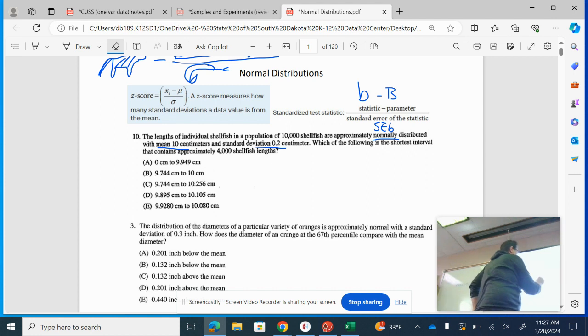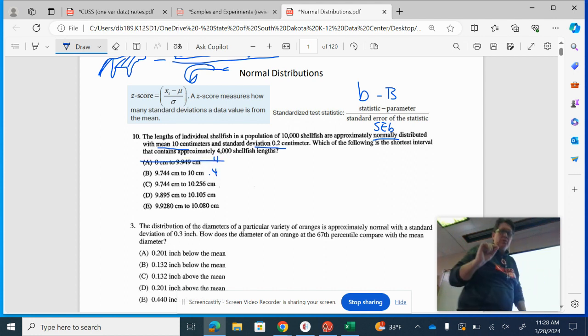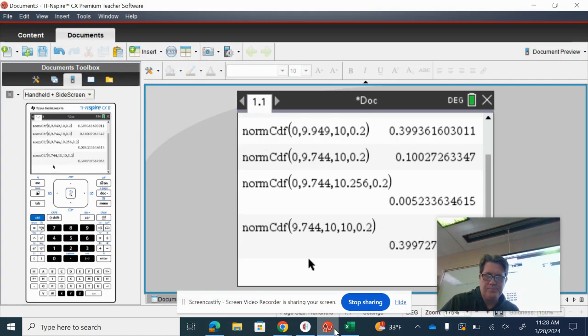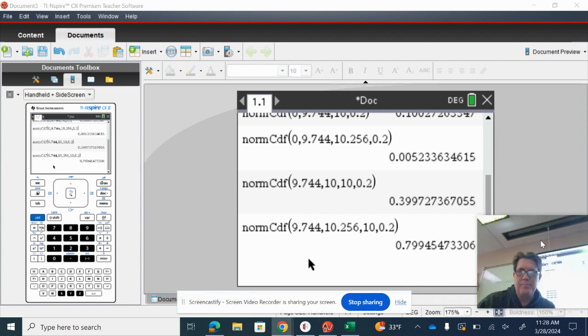So this one and this one both contain 40%. Well, B is shorter. It's a shorter span. If you subtract those numbers, it's 0.256 wide. This one's going to be wider. That one's about 80%. That's not going to be the answer.